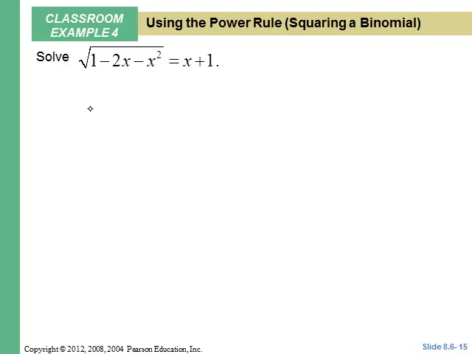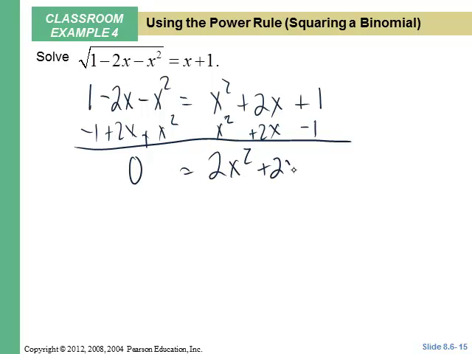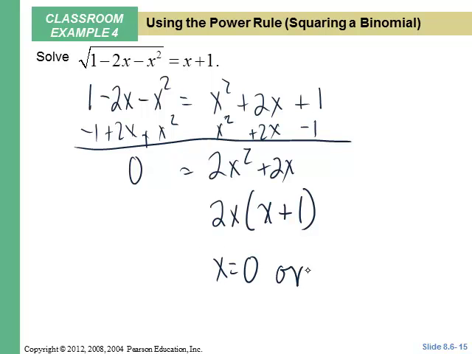Same thing. You get 1 minus 2x minus x squared equals x squared plus 2x plus 1. Subtract 1 from each side. Add 2x to each side. Add x squared to each side, excuse me. You get 0 equals 2x squared plus 2x, which factors into 2x times x plus 1. So x equals 0 or negative 1.